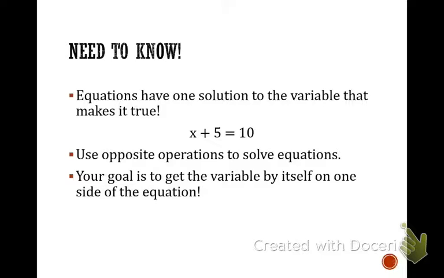It says equations have one solution, one value of the variable that makes it true, meaning there's one value that I could plug in for x to make that equation true. What value do you think that is? It's 5, okay? 5 plus 5 equals 10. Can I just decide one day that 4 plus 5 equals 10 and say that's true? No. 4 plus 5 does not equal 10.